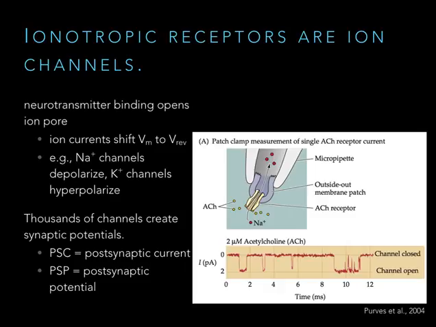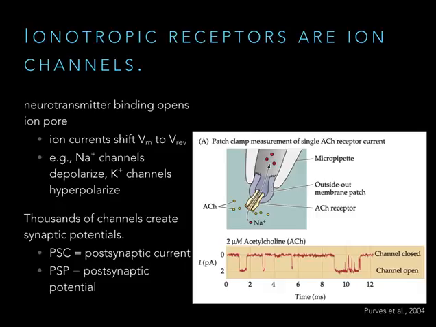Okay, ionotropic receptors are really just ion channels. That's it. The neurotransmitter is going to bind to the channel, and then that's going to cause the pore to open. So it's not gated by the membrane potential. It's not voltage gated. Instead, it's ligand gated. When the ligand binds, it opens.